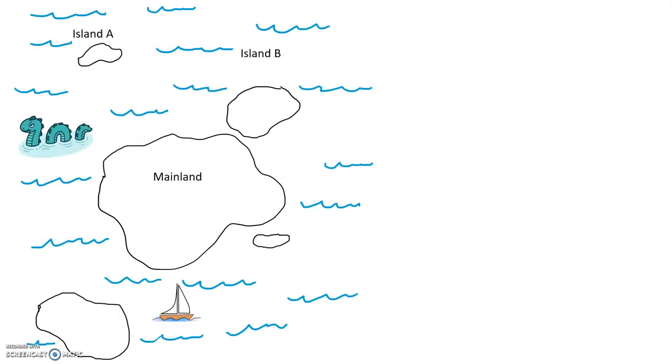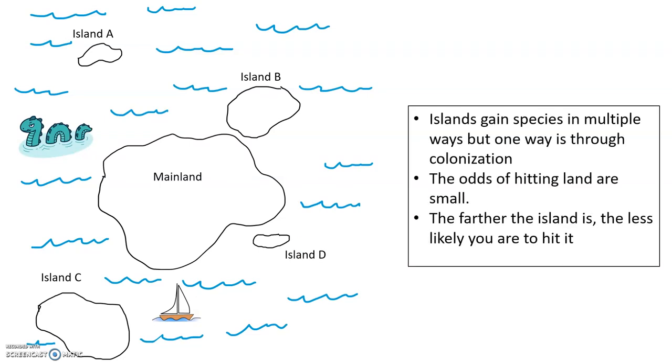So here's some islands. Islands gain species through multiple ways, but one way is through colonization. The odds of hitting land are small. The further the island is, the less likely you are to hit it. So think about organisms that are traveling. The further they have to travel, such as to Island A, the less likely they are to get there.